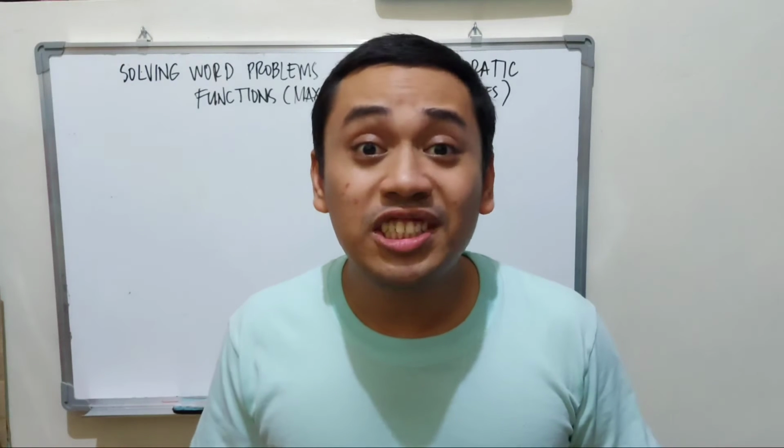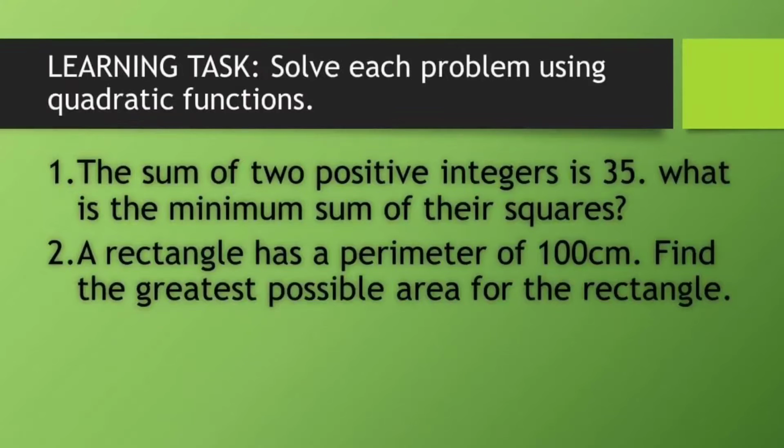So for our first set of learning tasks, it says here that the sum of two positive integers is 35. What is the minimum sum of their squares? Also, for number 2, the rectangle has a perimeter of 100 centimeters. Find the greatest possible area for the rectangle.